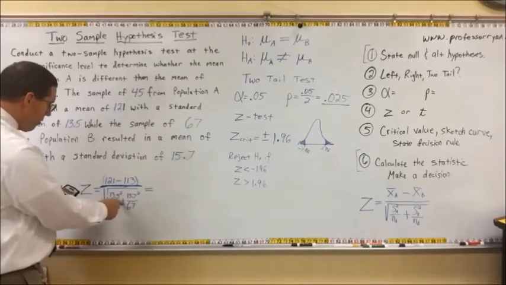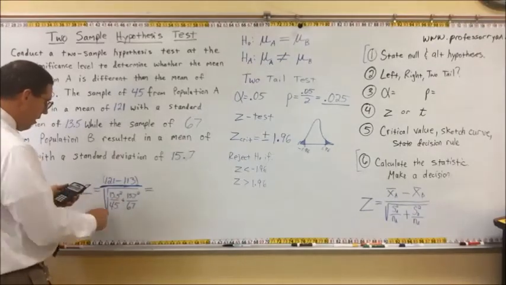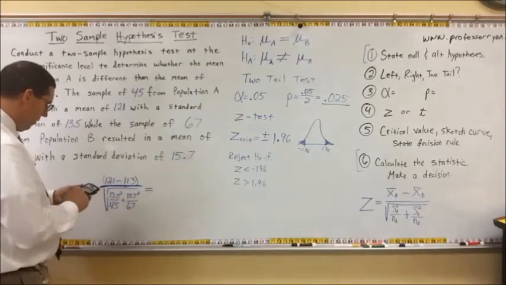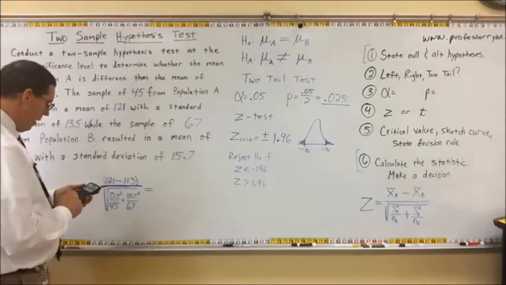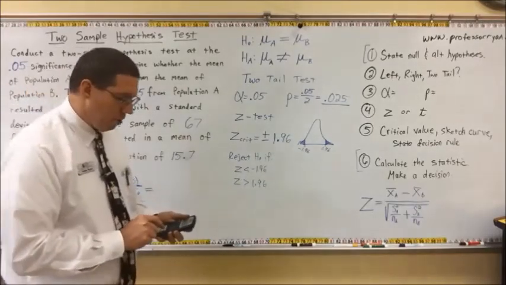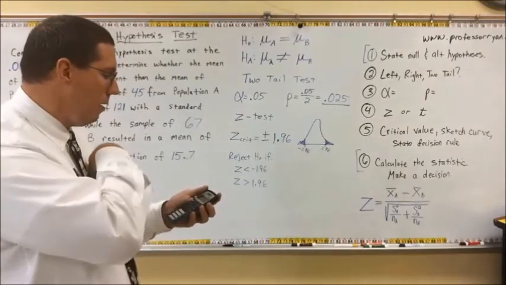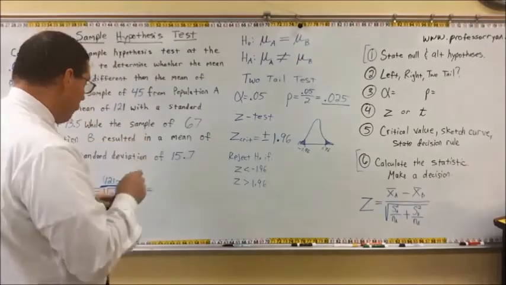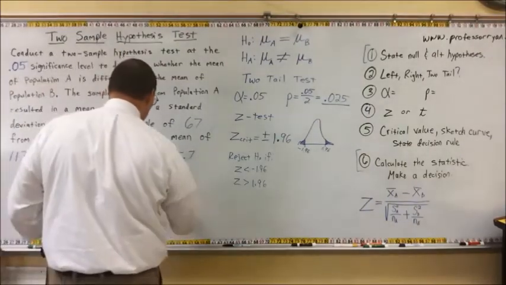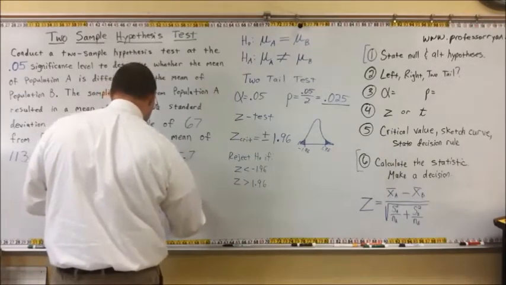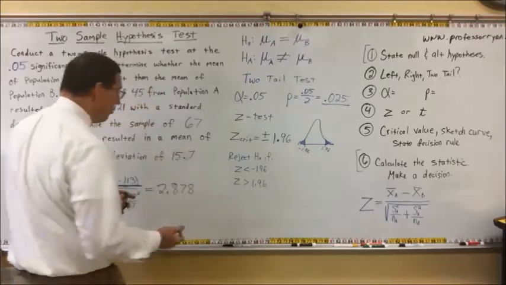Then plus, then 15.7 squared, divided by 67. And then I'm going to close the parenthesis on the radical, and when I press enter, I get 2.878. And that's rounded to the third digit after the decimal. 2.878. Now hopefully you're doing this with me.